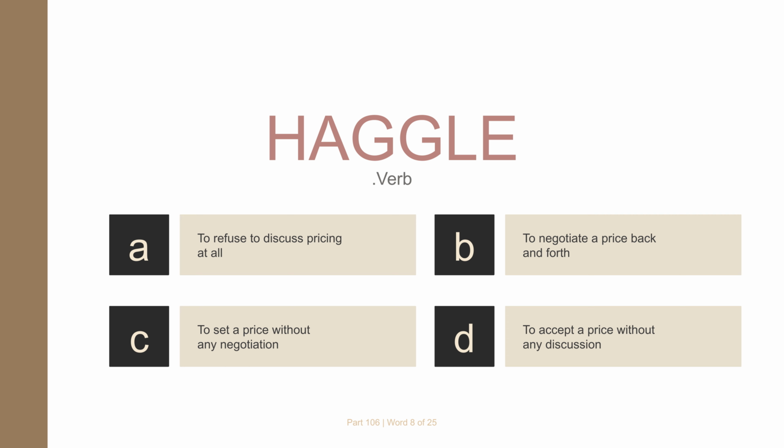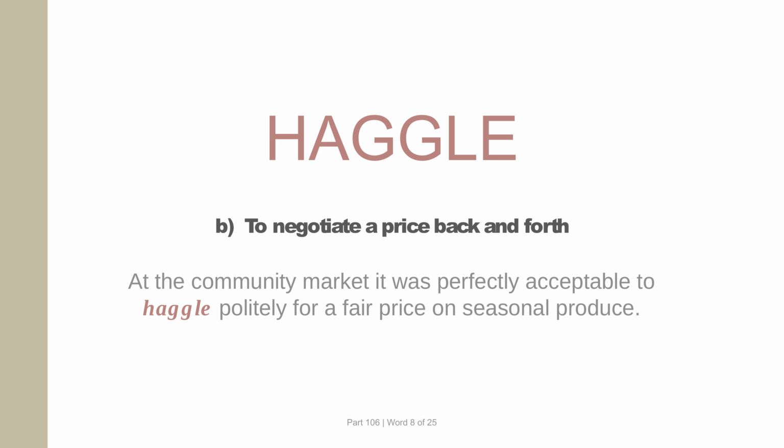Option C, to set a price without any negotiation. Option D, to accept a price without any discussion. Correct answer, Option B. The correct meaning of haggle is to negotiate a price back and forth. Example: at the community market, it was perfectly acceptable to haggle politely for a fair price on seasonal produce.